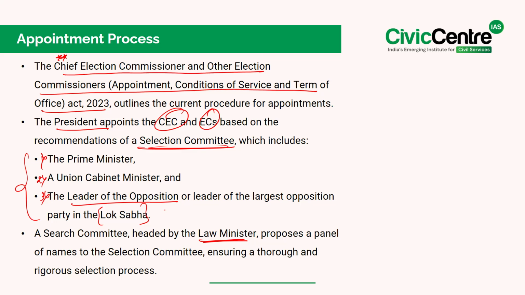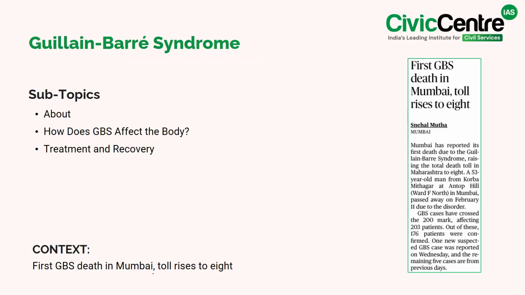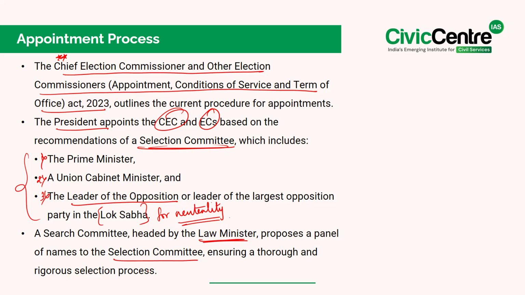And before the selection committee makes its recommendations, a search committee headed by the Law Minister prepares a panel of names for consideration. And this step is important because it ensures that only the most qualified and experienced individuals are shortlisted. Furthermore, by conducting a thorough review, the search committee enhances the credibility of the entire selection process. As a result, the appointment of election commissioners follows a structured, multi-tier process that helps maintain the integrity and independence of the Election Commission of India.